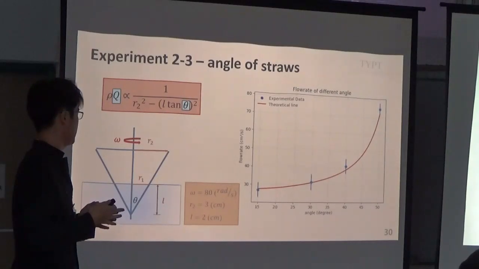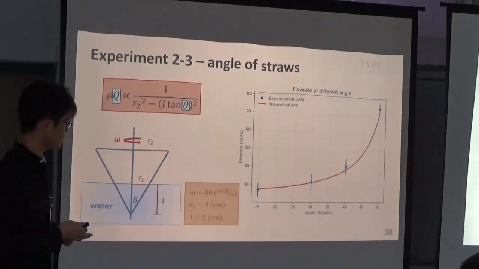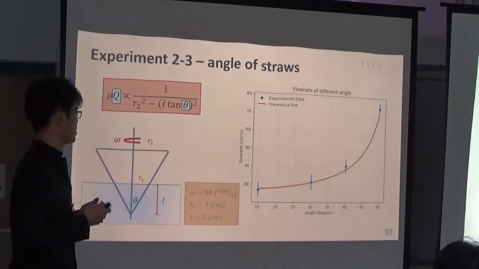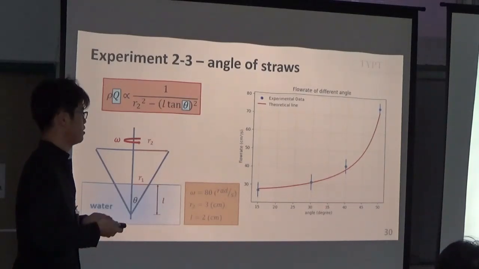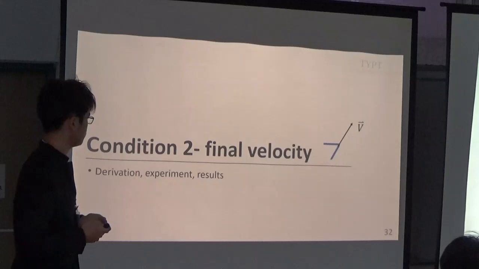And I also change the angle of the straw, and I define the angle here just like the square. When the angle becomes larger, the flow rate will become higher, which means it will be easier for the water to be pumped out. And I also change the radius of the straw. I found that the radius of the straw will not affect this phenomenon very much.